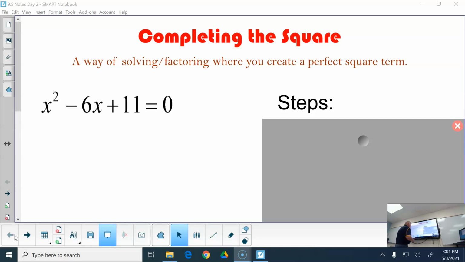Okay? So completing the square is yet another way to solve or to factor when we create a perfect square term in our equation.